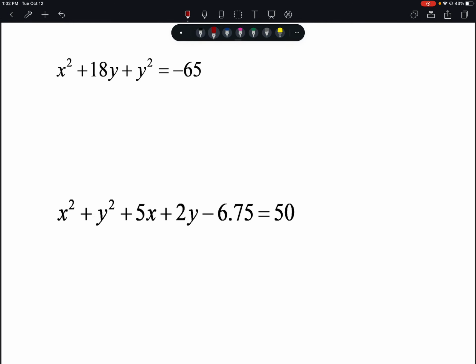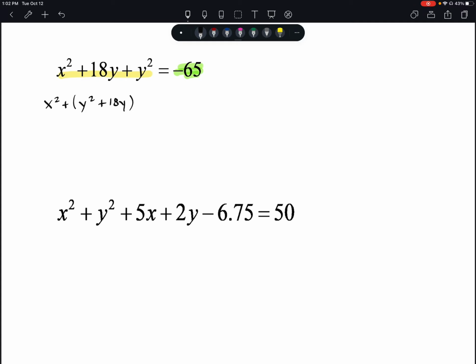It says x squared plus 18y plus y squared equals negative 65. Okay, so as we look at it, we don't have any constant terms on the left side. There's no numbers that don't have variables attached. And on our other side, we've got just negative 65 just hanging out. So let's go ahead and rewrite our left side. I'm going to group it as x squared plus, because I don't have any other x's, I'm going to go right into y squared plus 18y. I'm going to group that.